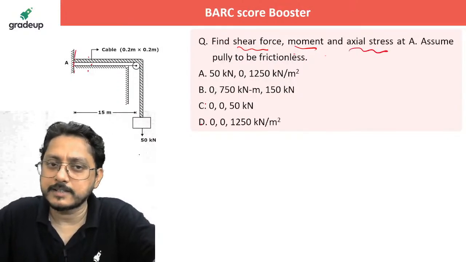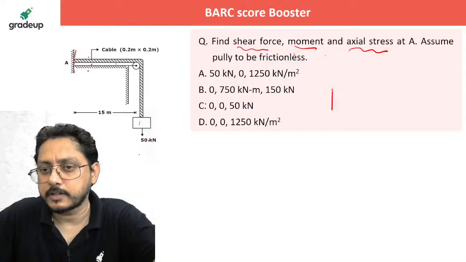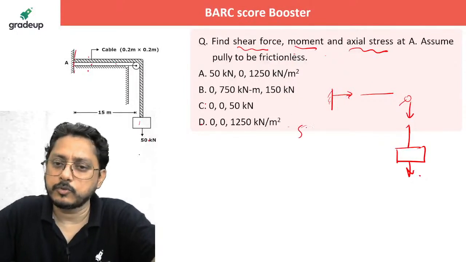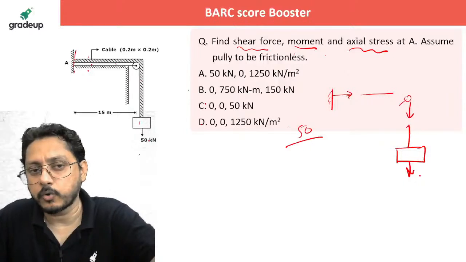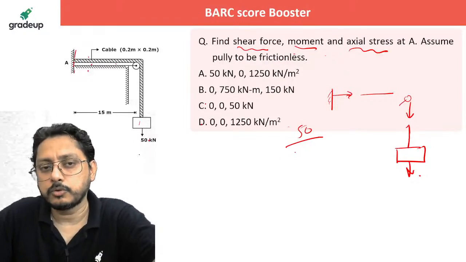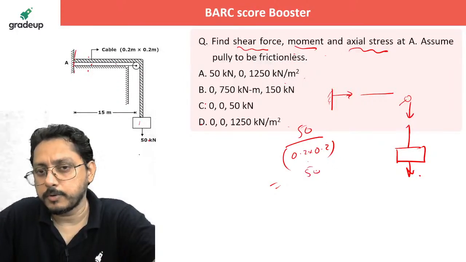Now he's asking about axial stress. Axial stress is the total load. Now if it is frictionless, the total load will be here. If you construct a free body diagram, you will get that. So 50 kilonewton will be directly transferred to this place. So 50 divided by the cross-sectional area of the rope, which is 0.2 by 0.2. It is a square rope, somehow it has been given. So 0.2 into 0.2 is the cross-sectional area. So 50 divided by 0.04. So how much will it become?